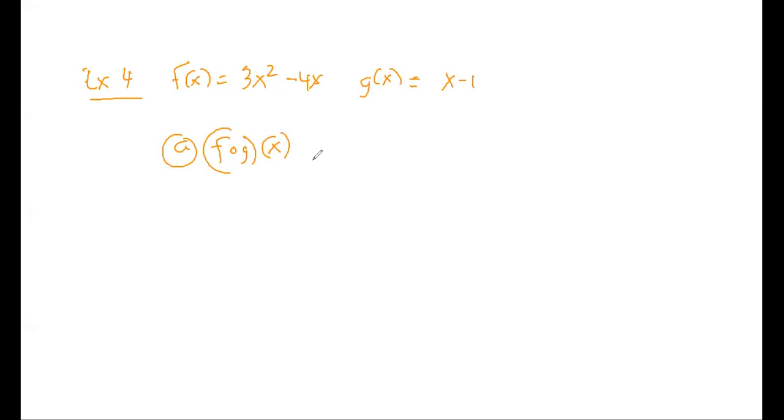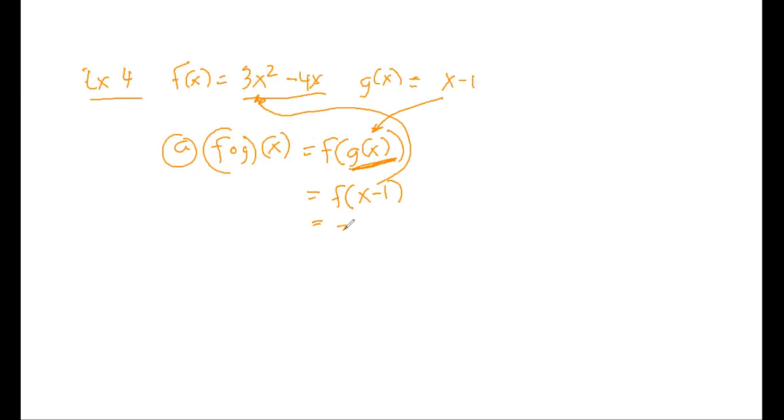Again, it is read as f composed of g of x. This means that we write it as f of g of x. This means that the value of g of x will be substituted to the value of x in f. So we write it as f, what's the g of x? x minus 1. So we go back to the function of f, and for all x's, we substitute x minus 1.